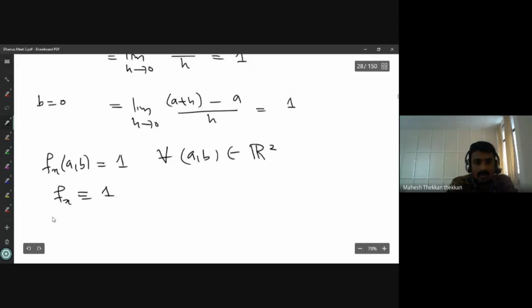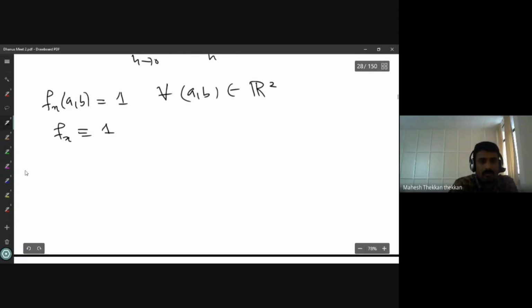So I got the partial derivative with respect to x is identically 1. So that partial derivative exists everywhere in the domain. Not only that, it is a constant function, so it is a continuous function. So now I only want to worry about the partial derivative with respect to y, whether it exists or not. If it exists, I can conclude that f is differentiable. Okay, so I will look at the partial derivative with respect to y, fy at (a, b).